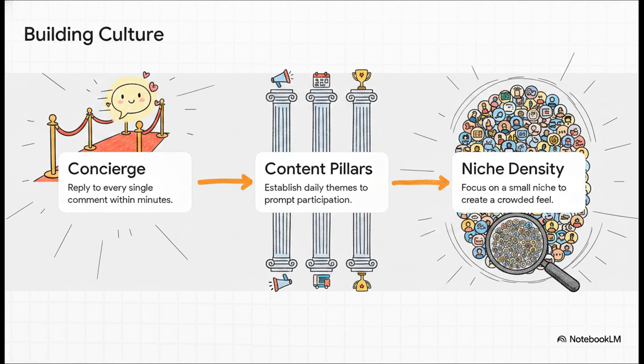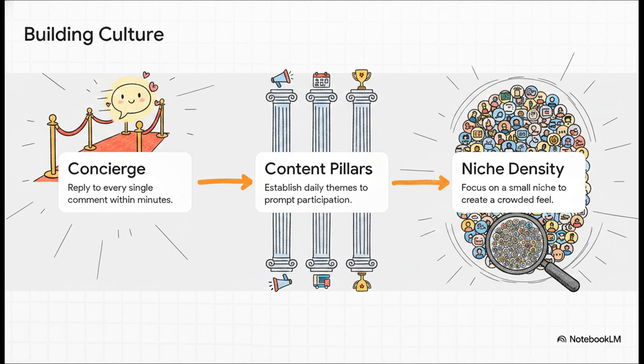And there are 3 steps to doing this right. First, the concierge treatment. We're talking replying to every single comment within minutes. Treat every new user like a VIP at an exclusive party. Sure, it doesn't scale, but man, does it build absolute loyalty. Second, set up curated content pillars. Don't just sit back waiting for people to post. Drive the conversation. Set up daily themes or challenges to actively prompt participation.